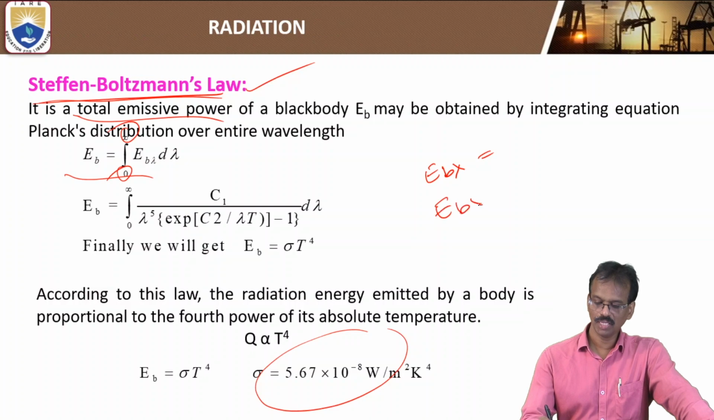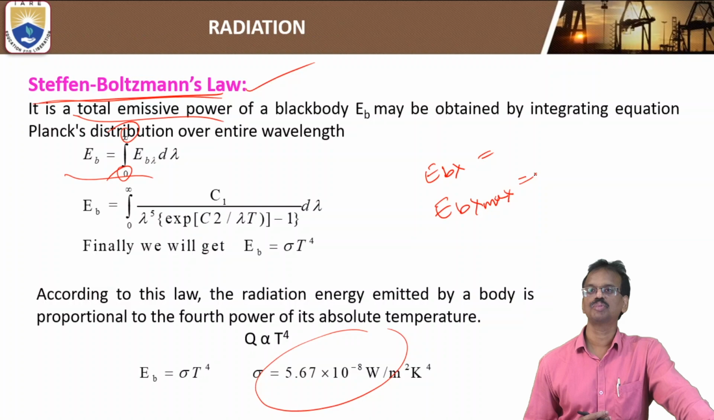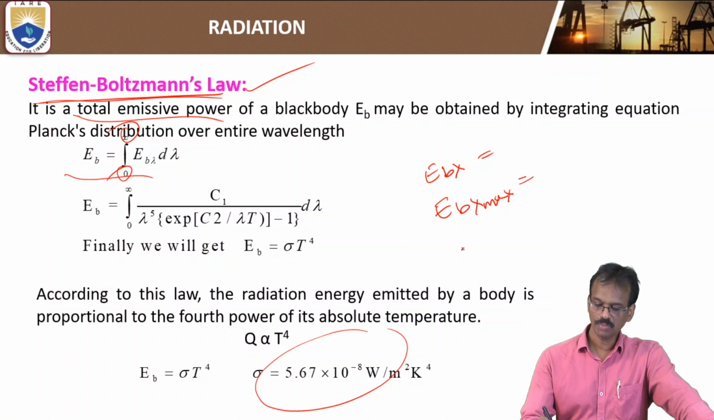Second one is the E_b lambda max, the maximum monochromatic emissive power, or maximum spectral emissive power. It means emissive power at maximum wavelength. So that is the value, and it can be calculated with the help of Wien's law formula. Last one is the total emissive power, that is represented by E_b.